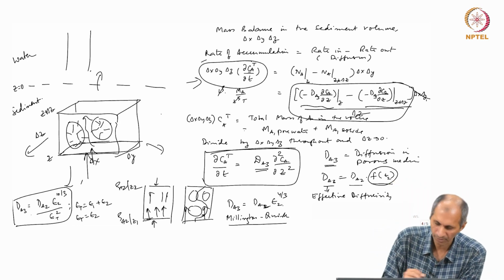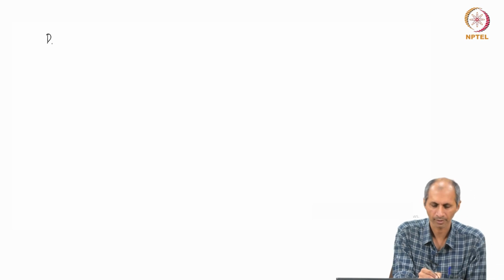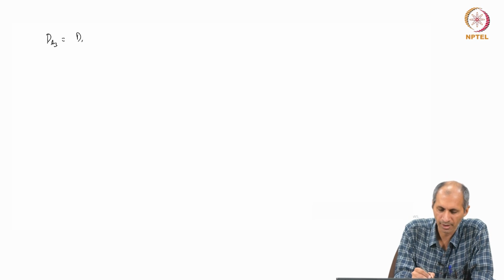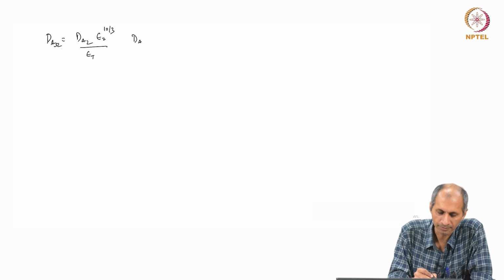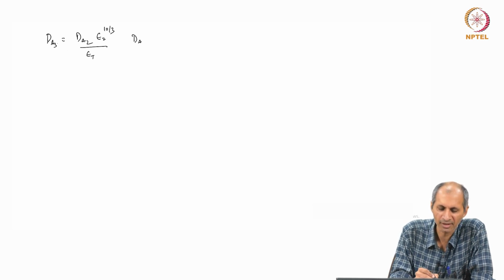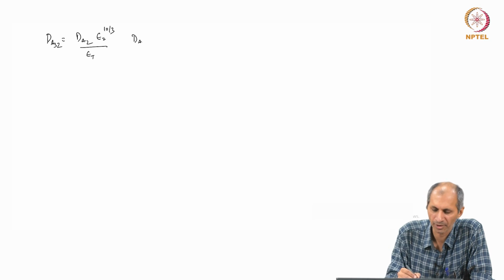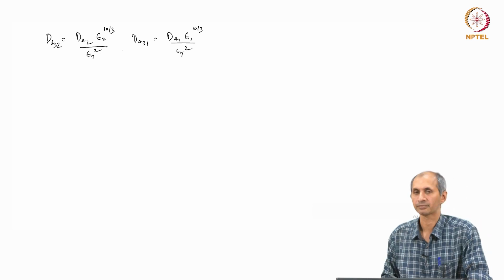So this is the general expression. The general expression in the Millington-Quirk form for the diffusion coefficient dA3 is dA2 times epsilon 2 to the 10 by 3 divided by epsilon total squared. Sorry, we will call it dA3,2 because it is still in the water. We can also have dA3,1, because we have dA1 times epsilon 1 to the 10 by 3 divided by epsilon T squared.